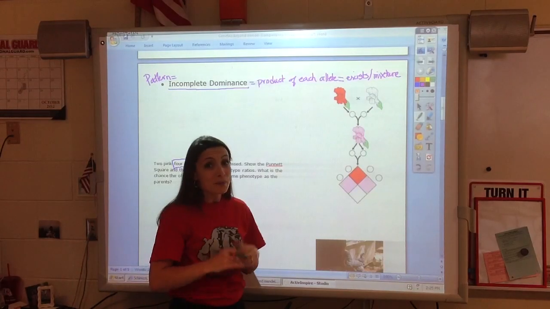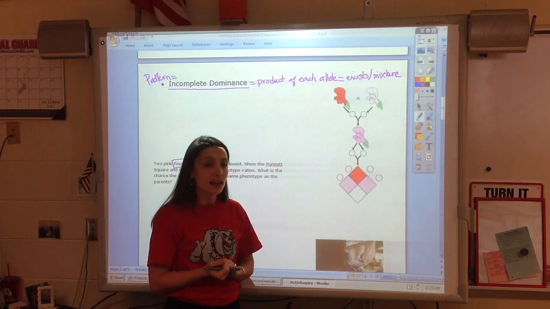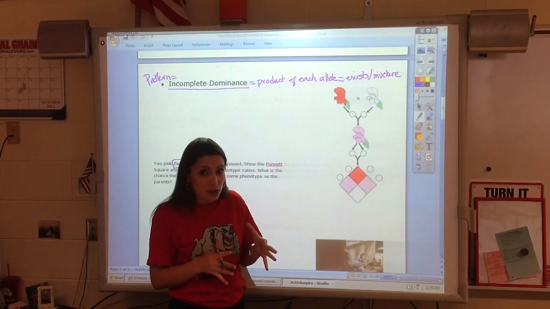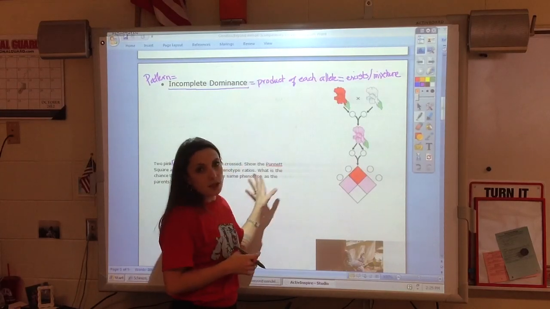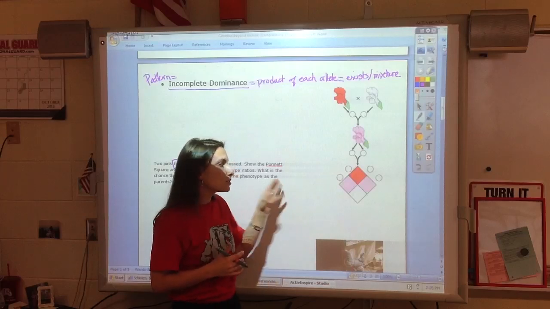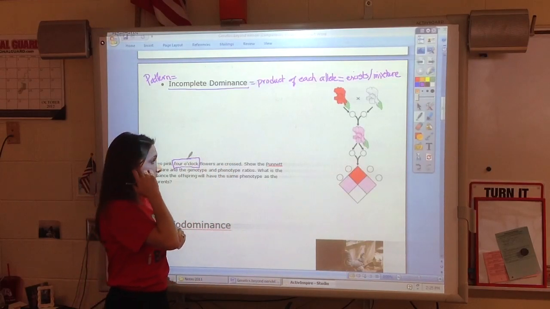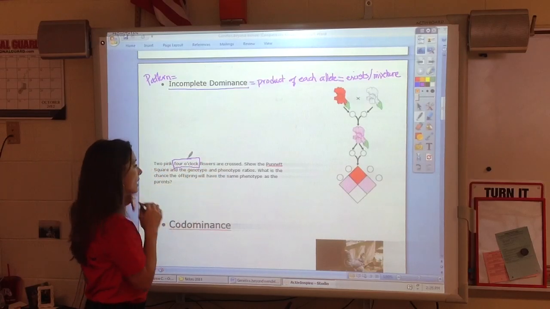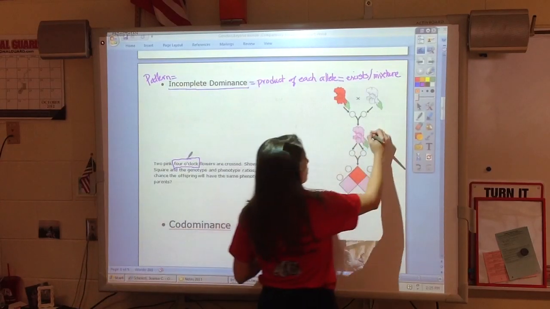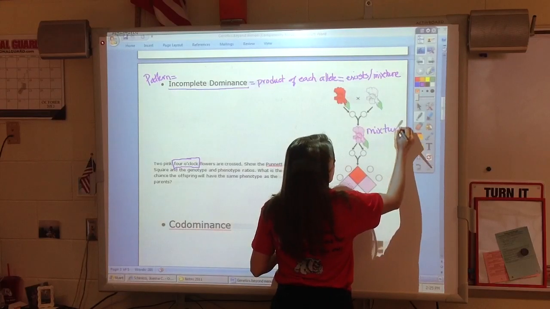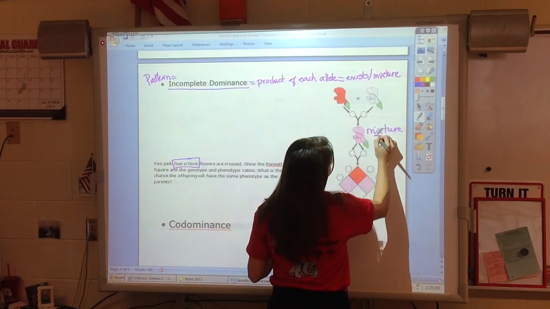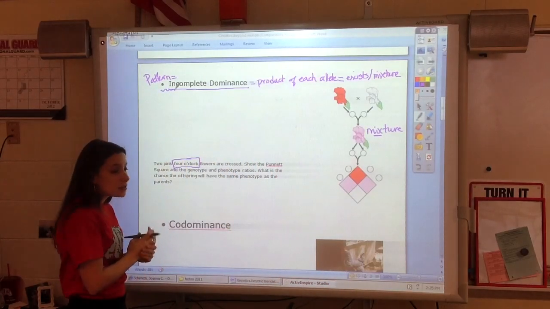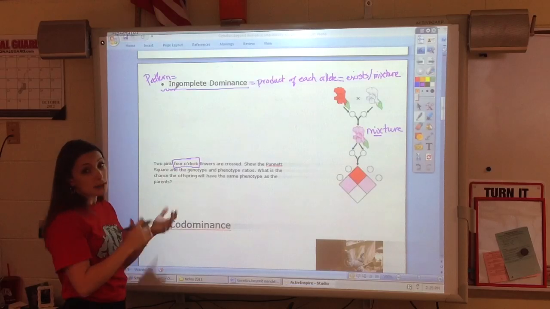Now it's really easy to make up made-believe examples, like a big cockroach and a little cockroach and their babies are all in the middle. What we want to do is try and keep ourselves grounded in real examples. So we're going to use the four o'clock flower a lot. Two pink four o'clock flowers are crossed. Anytime that we see a mixture, like pink or gray, we want to identify that word and look at incomplete. So incomplete dominance is where they're going to mix together.